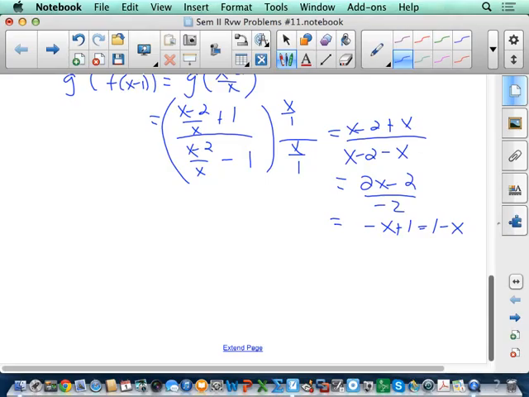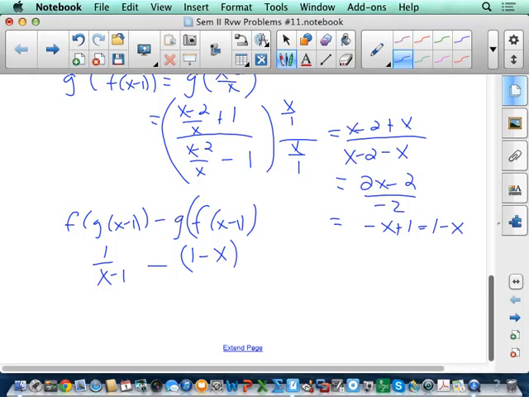Okay, everybody good? But that's not the end of this problem. This problem really wants us to find f of g of x minus 1 minus g of f of x minus 1. So what were these? f of g of x minus 1 was the first one we found, 1 over x minus 1. And this one is 1 minus x. How are we going to simplify that?